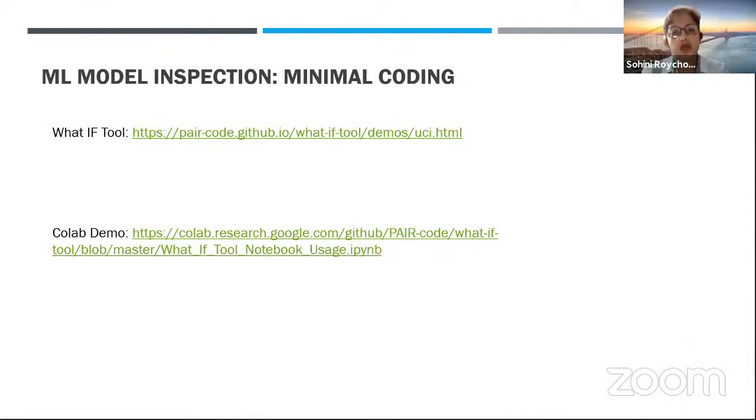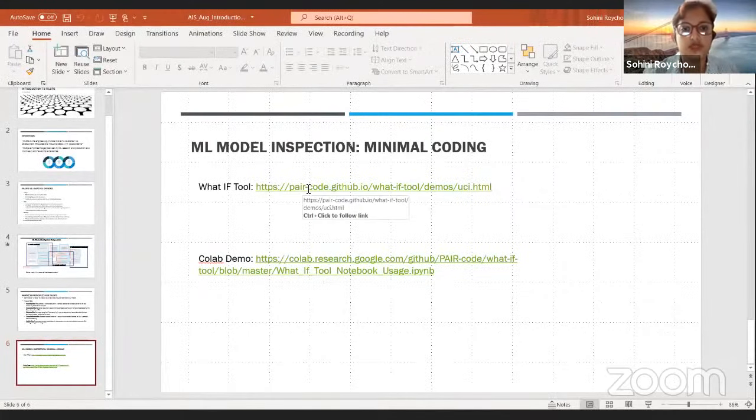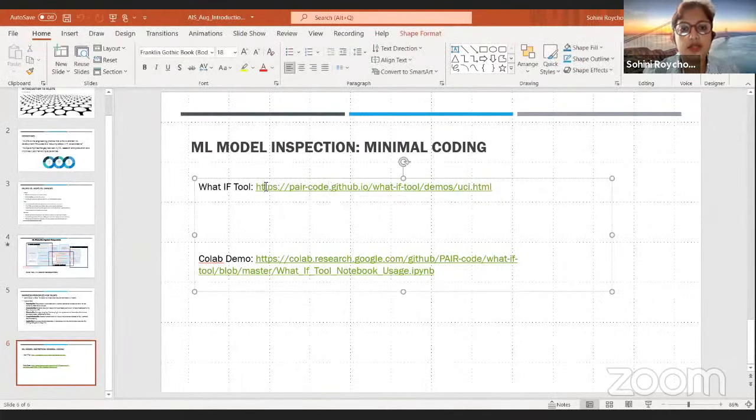Finally, I wanted to stop at this point, and this is the Google WhatIf tool. What this WhatIf tool does is, it's a minimal coding solution for you to detect if there are any biases or if there is anything wrong with a particular data set. So this is what I wanted to show you today. Let me click on this particular link, and I'll show you how this goes.